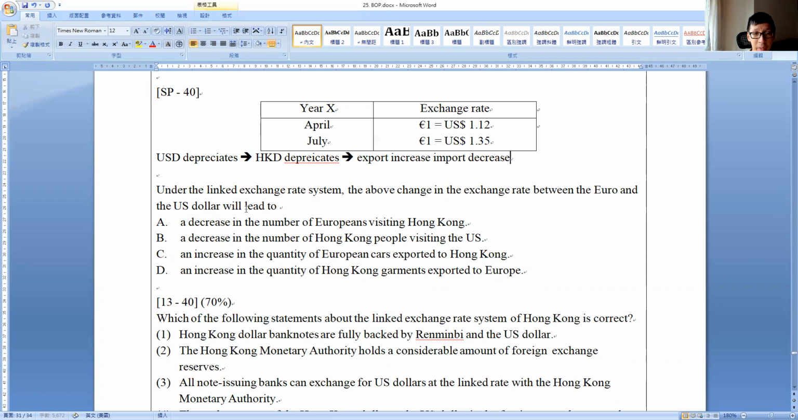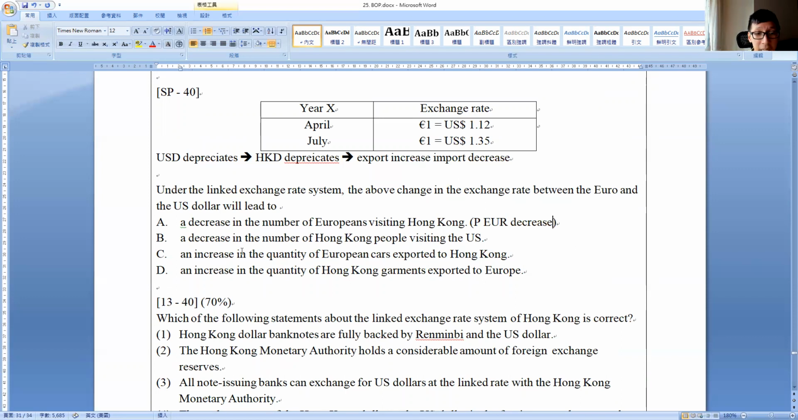All right, so let's see. We'll lead to first decrease in the number of tourists of European tourists visiting Hong Kong. Actually, the price in terms of euro should have decreased. So there should be more people coming, not decrease. Second, a decrease in the number of Hong Kong tourists visiting the US. 關係咩事啊？ US, none of your business, right? We are relatively stable, so there shouldn't be any change.